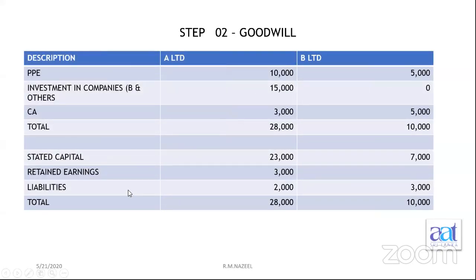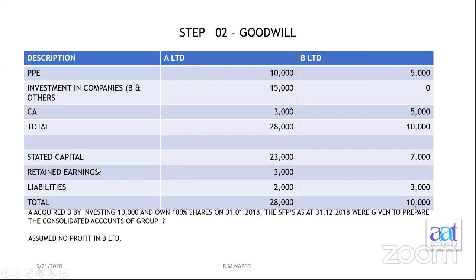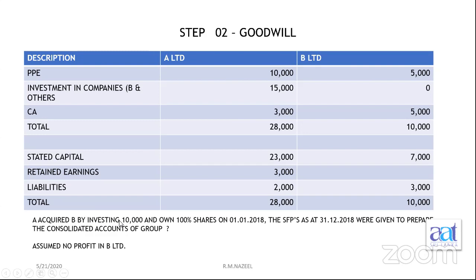You can see more or less the same balance sheet is given: PPE, investment in other companies, current assets, stated capital, retained earnings, and liabilities, with the totals. Now see how the adjustment evolves. A acquired B by investing 10,000. Now your net asset is 7,000, the investment is 10,000, and A owns 100% of shares.